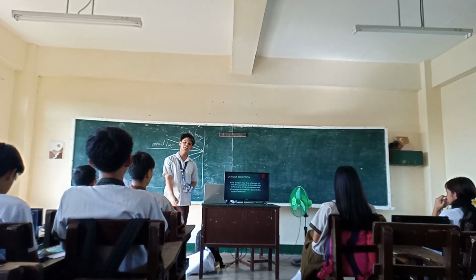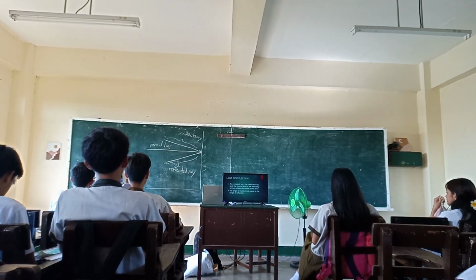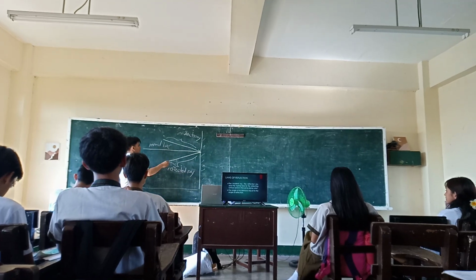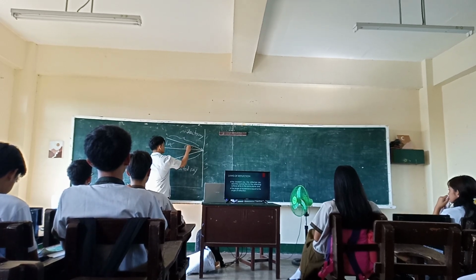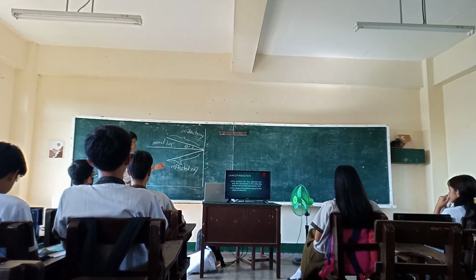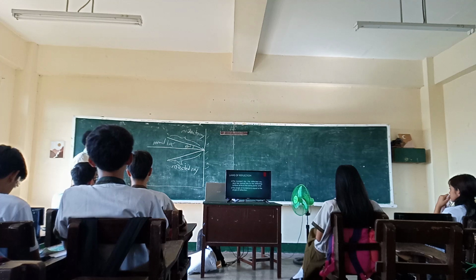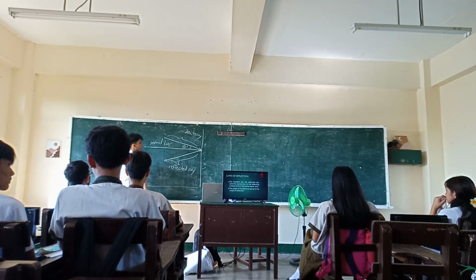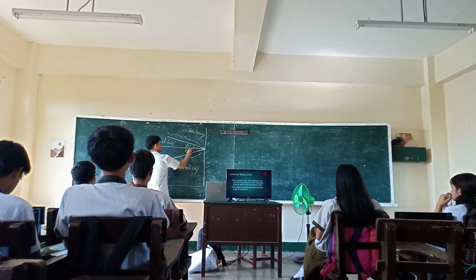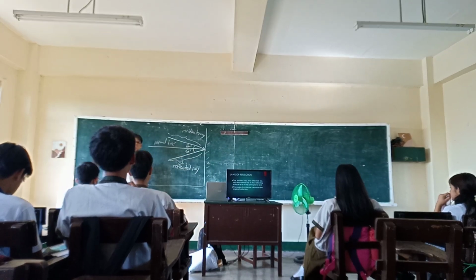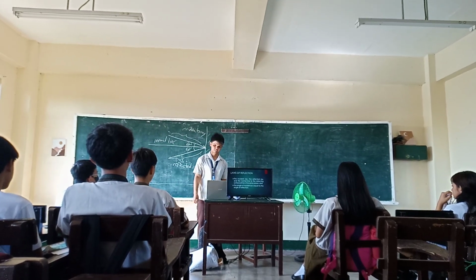The second law states that the angle of incidence and the angle of reflection are equal. The angle of incidence is the angle created by the incident ray and the normal line. So this is the angle of incidence. It's represented as theta sub i. And the angle of reflection, which is formed by the reflected ray and the normal line, is called the angle of reflection, which is represented by theta sub r. So the second law states that these two angles are equal. Any questions? Okay, let's proceed.